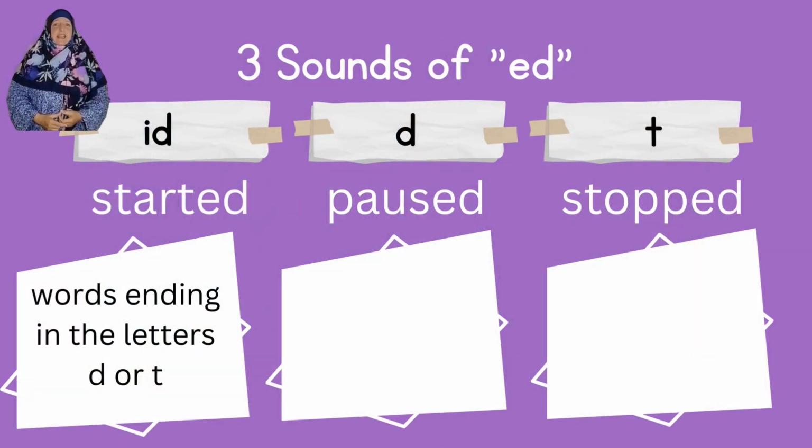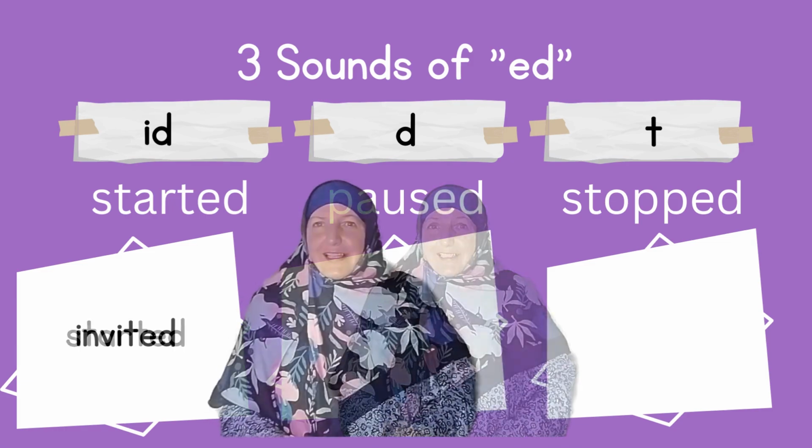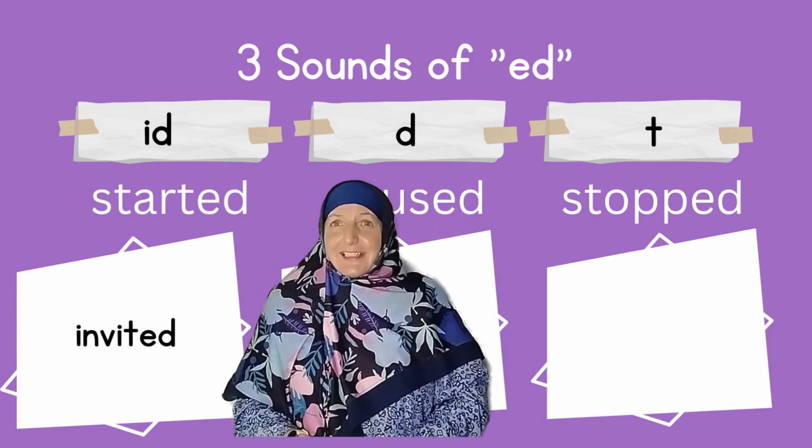The guy said started with an id sound, paused with a d sound, and stopped with a t sound. So the 3 sounds of ed are id, d, and t. You use the id sound with words ending with a d or t as the last letter. Started, invited, needed.